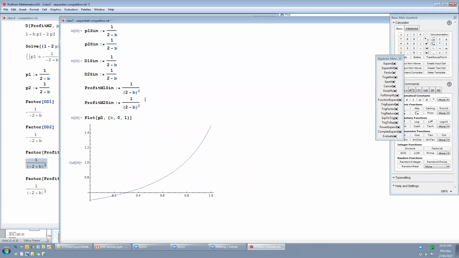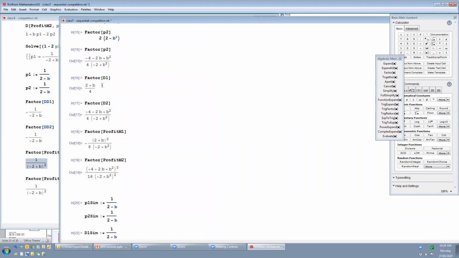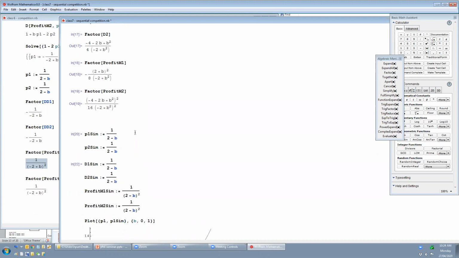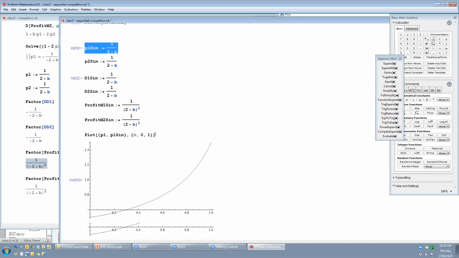Let's try to compare between P1 and P1 simultaneous. In order to put two pictures in the same place, you do a bracket and bracket. That means you're plotting two different pictures. The first picture is P1, the second one is P1 sim. P1 corresponds to this value, which is the sequential decision. And P1 sim corresponds to what we had last class, which is the simultaneous decision. If we plot this, shift enter, we have two pictures.